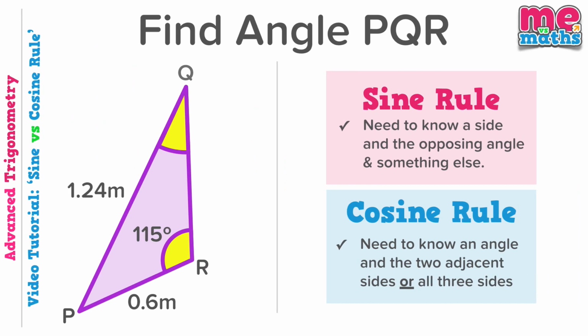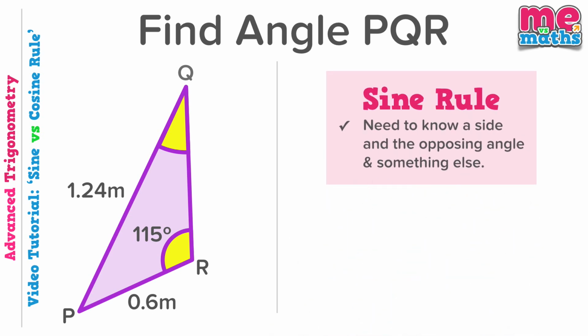Okay, our next starting point. We're being asked again to find an angle. This time we do know an angle and the side opposite because we know angle R and side R, and we also know a side PR, and we're being asked for the angle opposite. So this is a case where we can use the sine rule rather than the cosine rule.